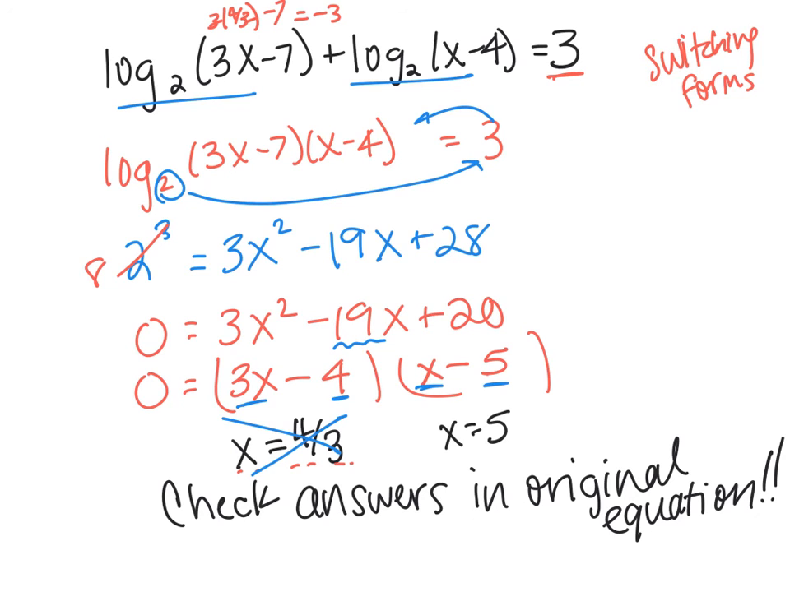So now for the next one with 5, if we plug a 5 in this first one, 3 times 5 is 15, minus 7 is 8. That one's good. 5 minus 4 is 1. That one's okay. So 5 is our only answer to that problem.